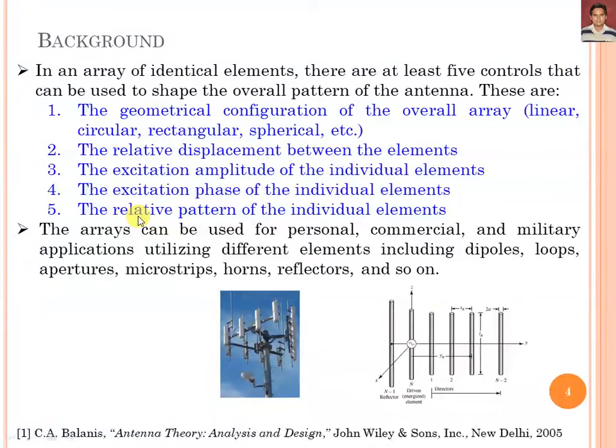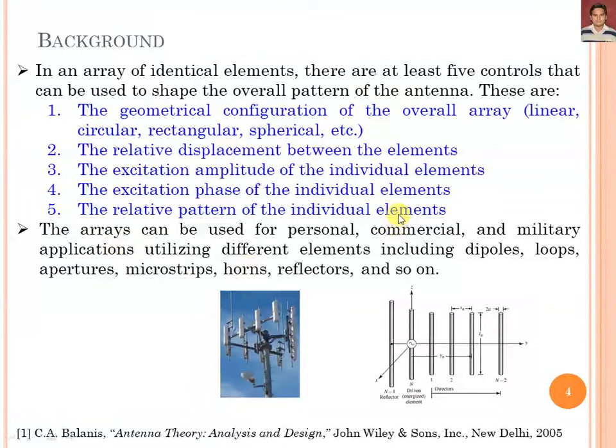So these are the 5 important controls through which we can shape the overall pattern of the antenna. When we analyze these 5 controls at the same time, we will get the desired radiation characteristics, and that will be discussed in this lecture, especially for the two element array.